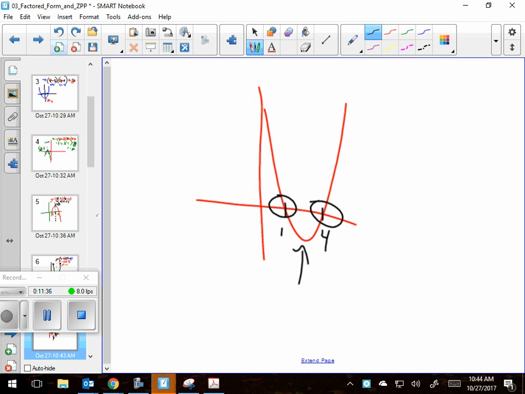It's called the vertex. That spot is called the vertex, and if it's this way versus this way, there's 2 different things. That's called a maximum, that's called a minimum. All right, good. Next thing.